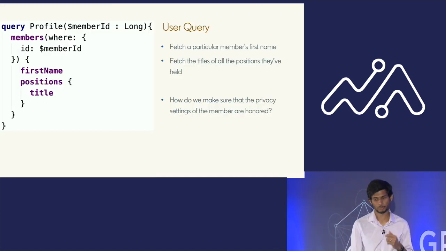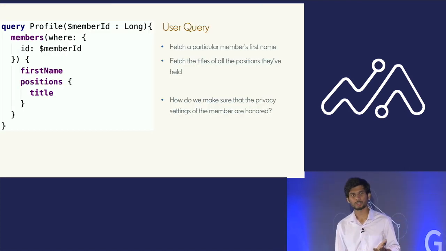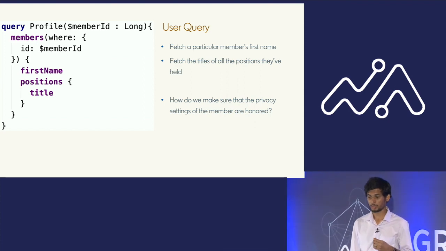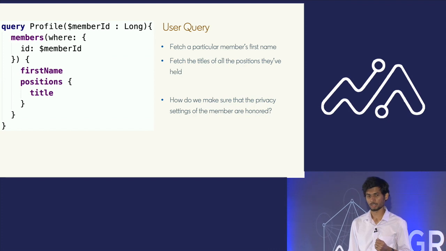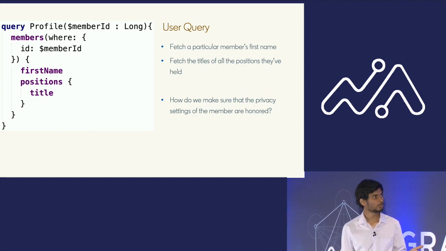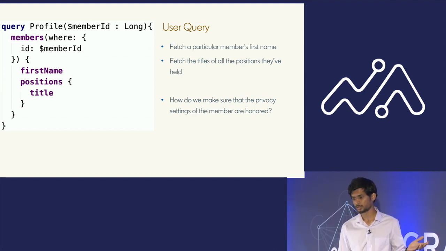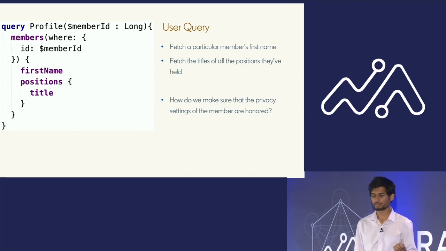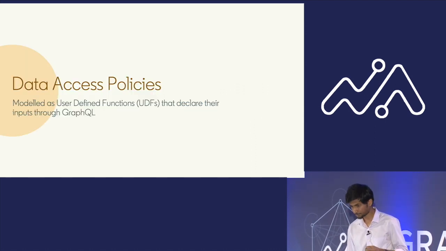Let's look at our user query. What we said was we wanted to fetch a particular member's first name. We want to fetch all the titles they've held, but we want to make sure that their settings are honored. The user query is quite simple to write. You have a profile. You want the member whose ID is some member ID, and you want their first name, their positions, and the title.